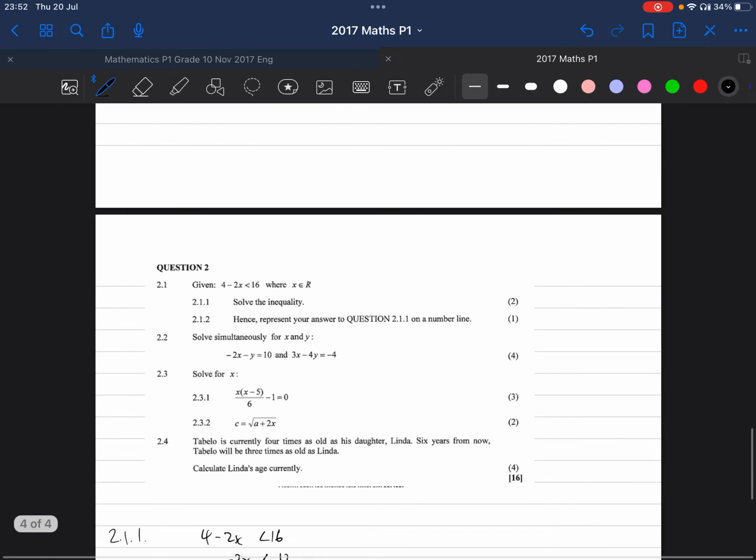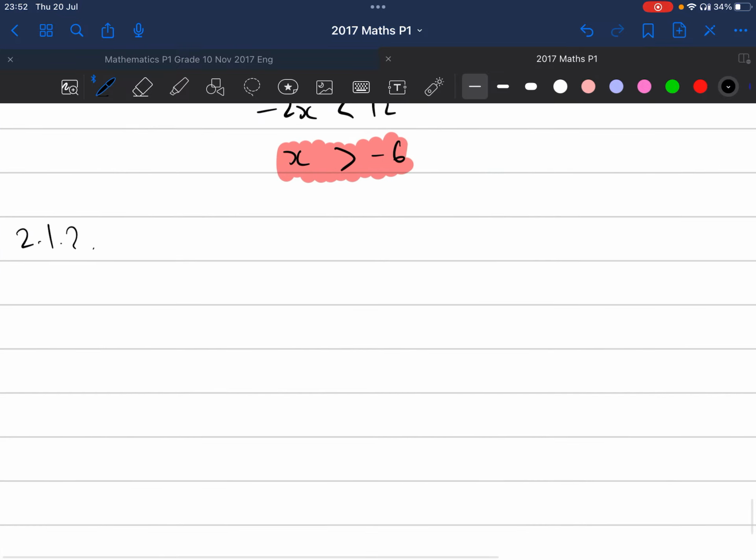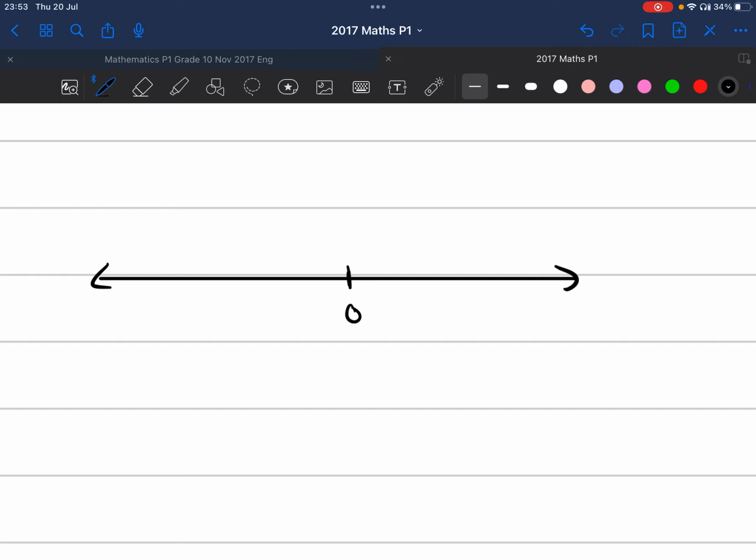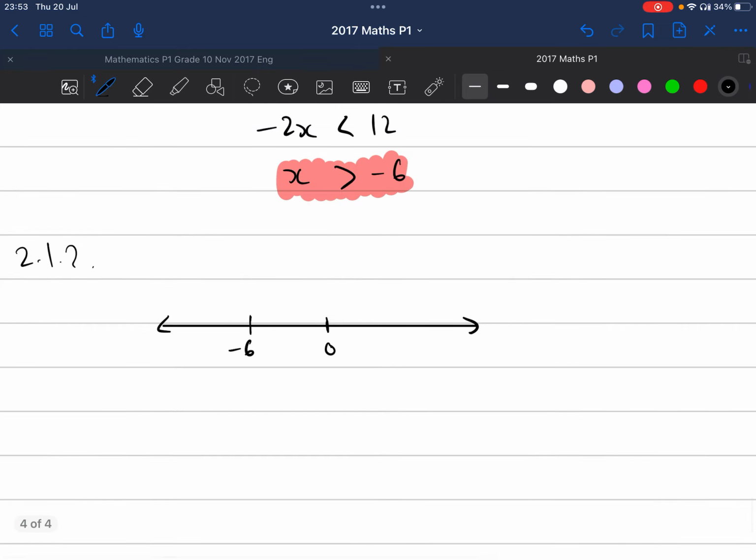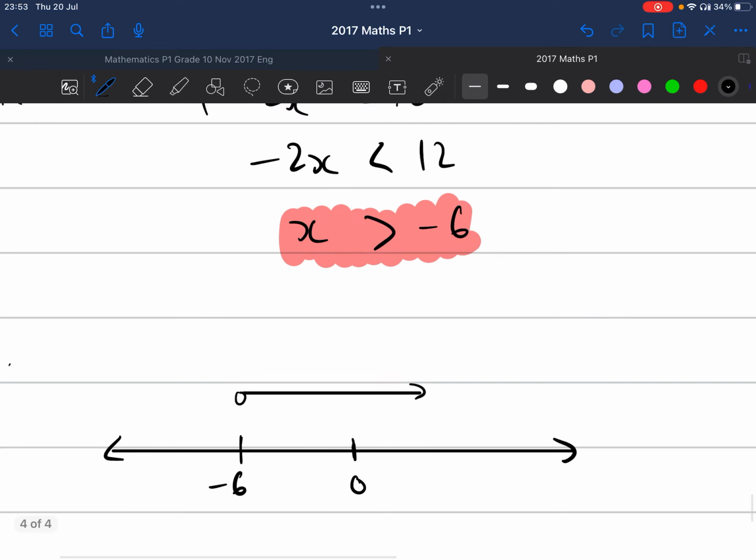The next question says, represent your answer to question 2.1.1 on a number line. So let's say I have a number line here going like that, and let's say at some point I have 0. So obviously minus 6 is going to be on the left of that, so we have minus 6, and we want x to be greater than minus 6, so x has to go that way.